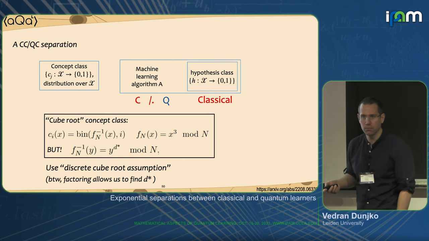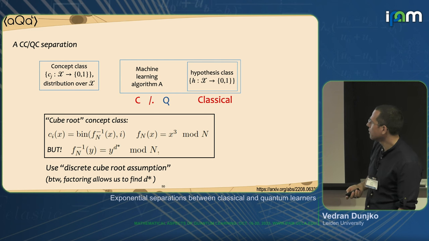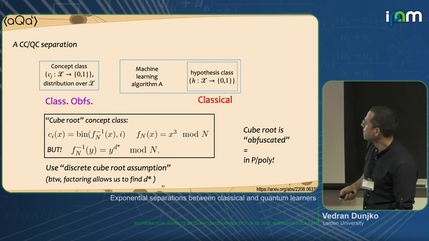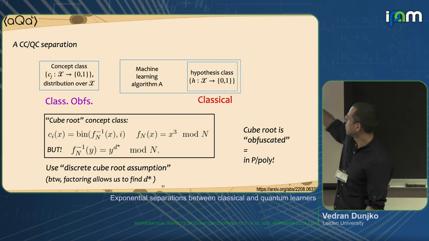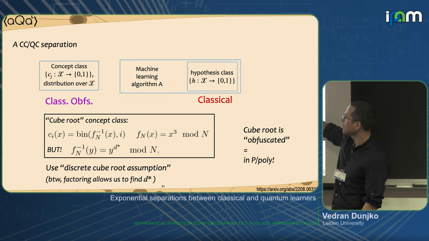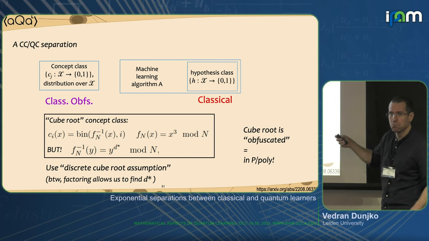So quantumly, I can find this d star. Shor's algorithm allows me to do that. Classically, I cannot. So in this case, you can again prove that if there was a classical learner that could learn it, it could solve the problem. The hypothesis class is fully classical.